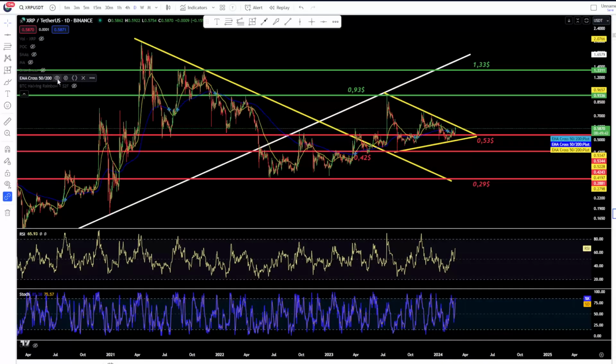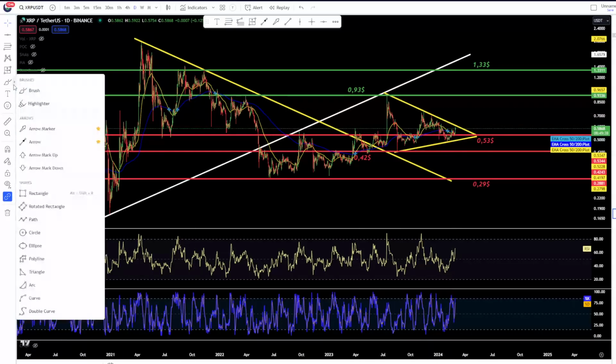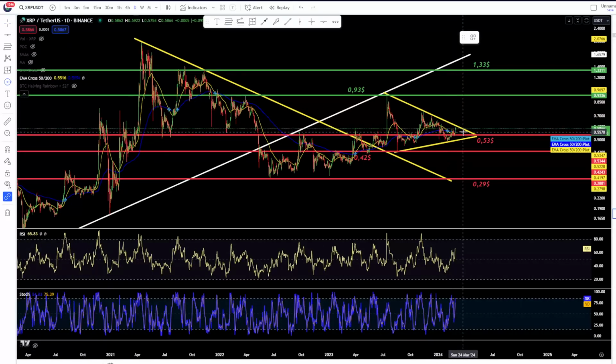When we turn on EMA cross 50 and 200, we can see a downward trend, but there is a visible movement of the yellow line EMA cross 50, which begins to reverse, which may give an upward trend again.